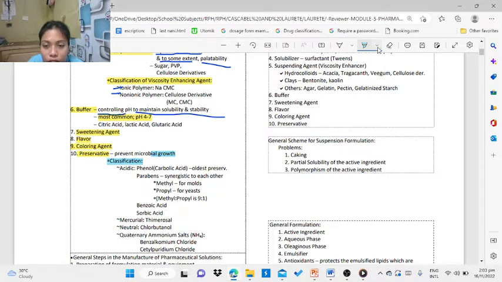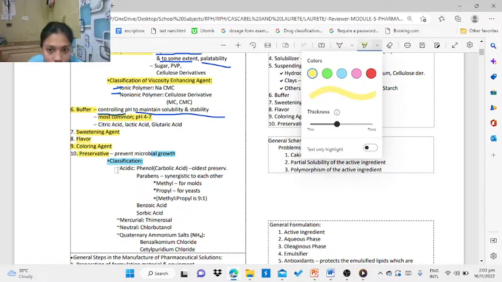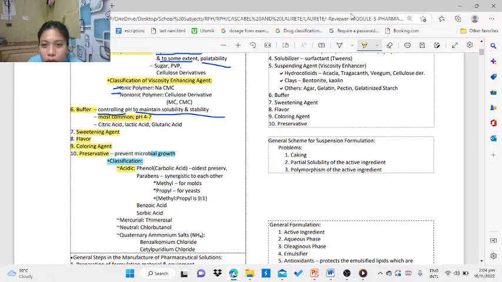There are several preservatives. First, acidic: phenol or carbolic acid. It is the oldest preservative, the oldest one used. Then parabens, which have methyl paraben and propyl paraben.